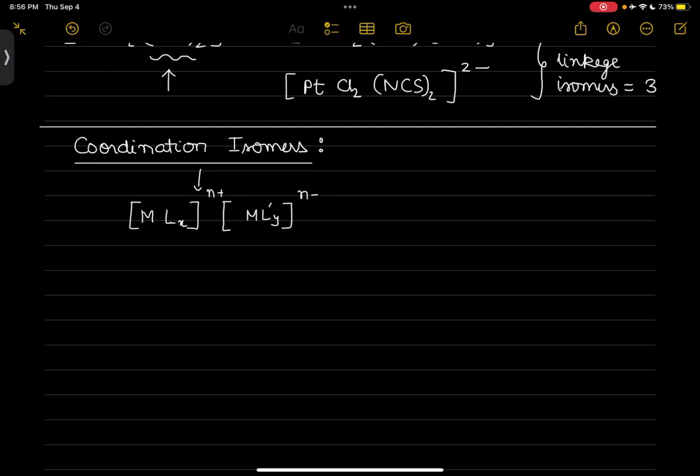So you have the ligands, and in order to form the coordination isomer, you exchange these ligands with each other. Got it? You exchange the ligand of the cationic part, the square bracket with the cation, into the square bracket with the anion. This is not ionization isomers.